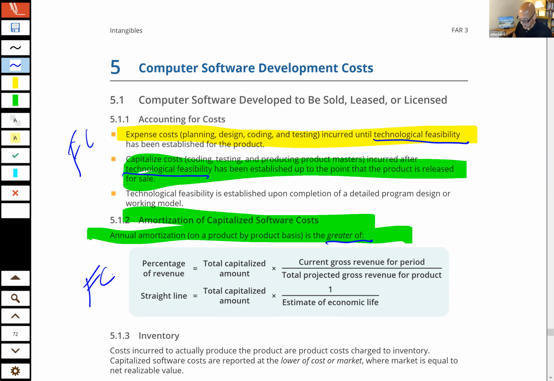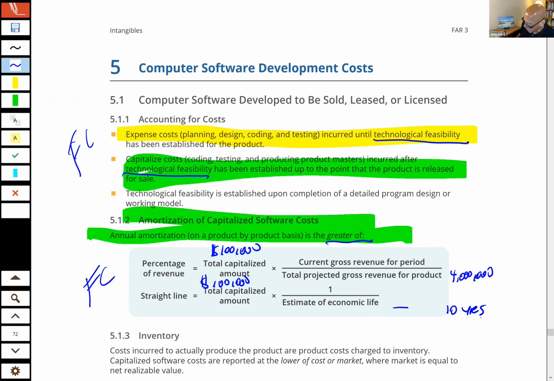Now, let's just use an example here. Let's say I have a company that has capitalized $100,000. Okay, they've capitalized $100,000 of computer software development costs, and they have to amortize that. And let's say that the total projected revenue for the project is, say, $4 million. And let's say that the economic life of this, and guys, I understand that software doesn't have a 10-year life, but I just want to make the numbers fit easily, is 10 years.